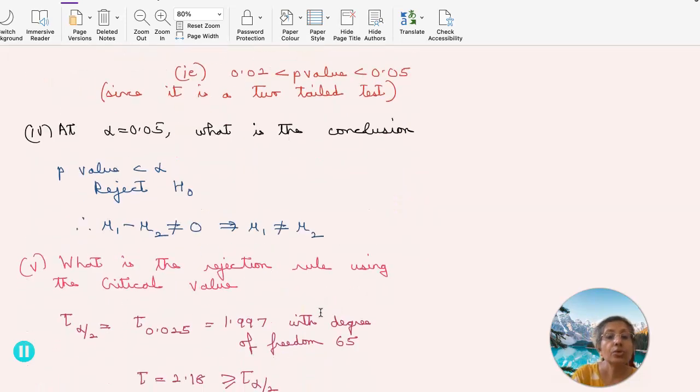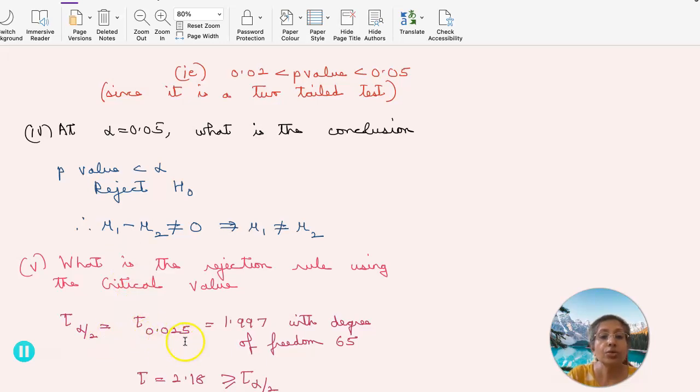What is the rejection rule using the critical value? Now using the critical value, t alpha by 2. When do you reject using the critical value? If t is greater than or equal to t alpha by 2. So first we calculate t alpha by 2. Alpha, what is alpha? 0.05.